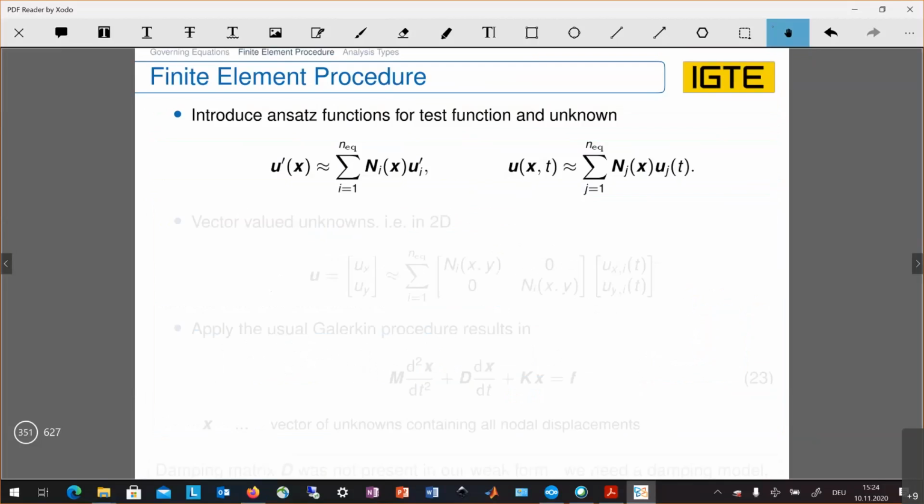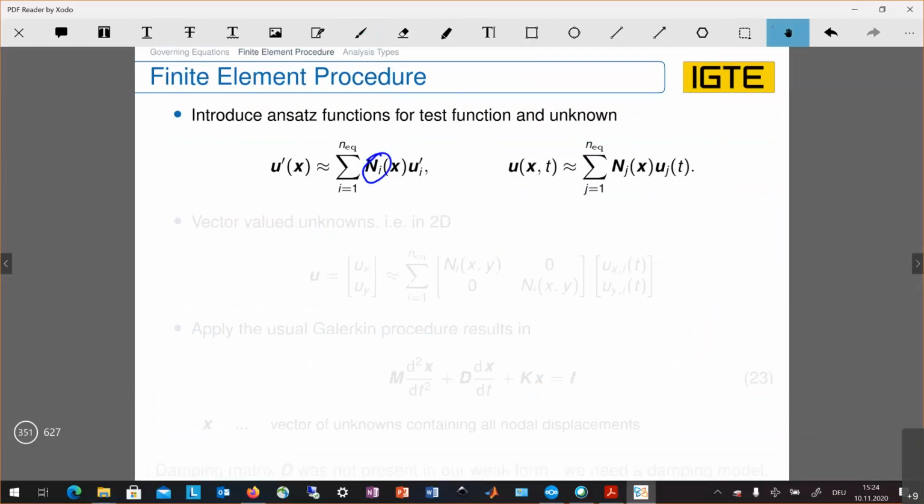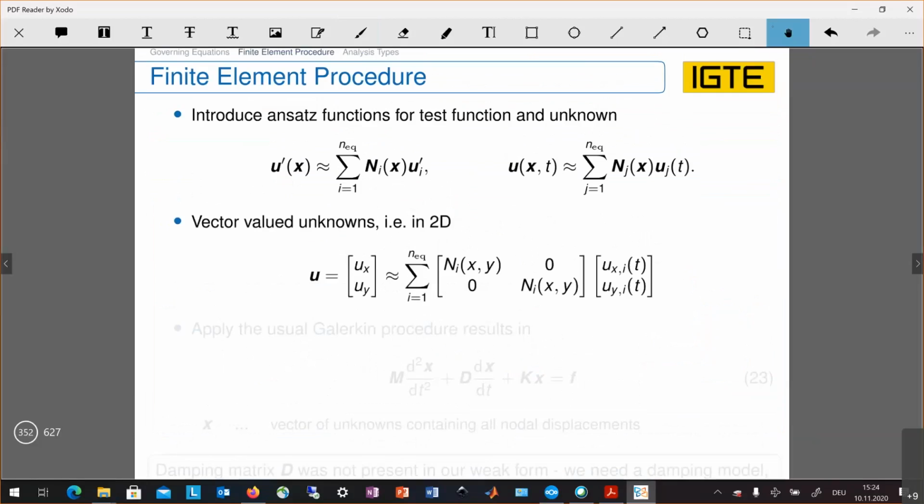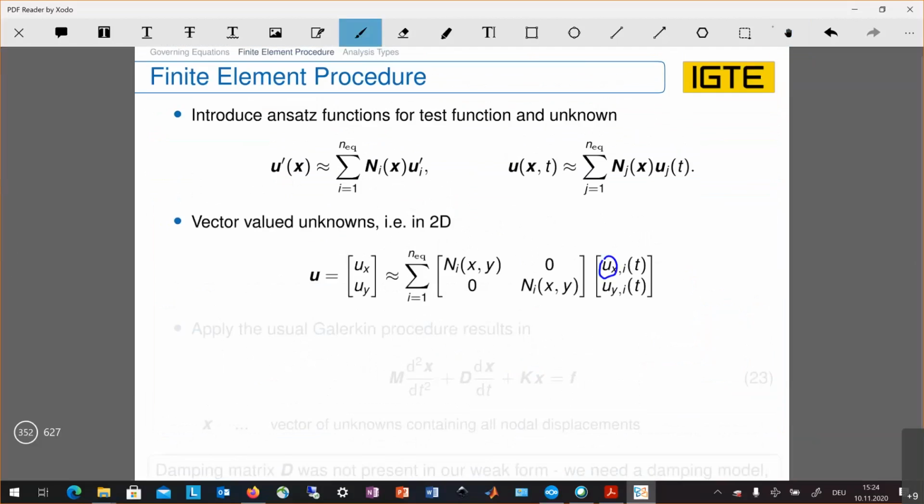Okay, so the next steps are, as we have discussed also for the other partial differential equation, the only thing now is the following. We write here our basis functions in bold, which just means the following. We have clearly, for example, for 2D, we have to approximate the x component of the displacement and the y component. And then actually this N is written as a diagonal matrix.